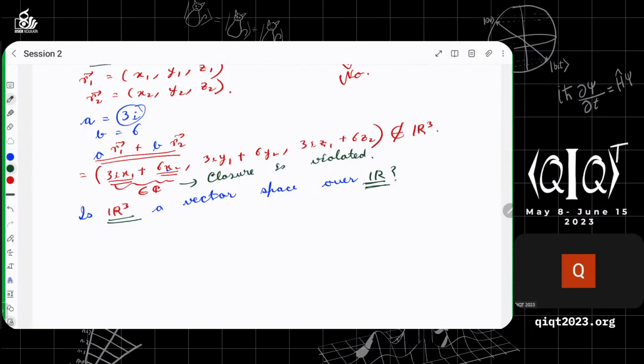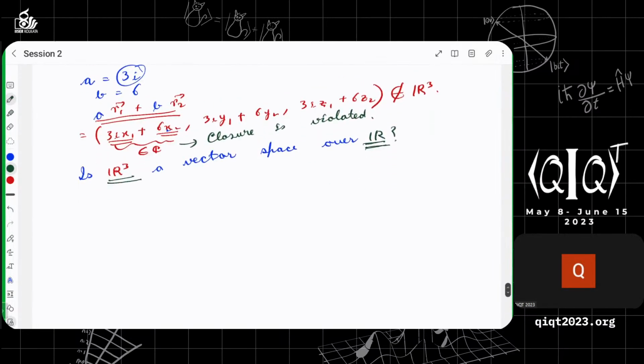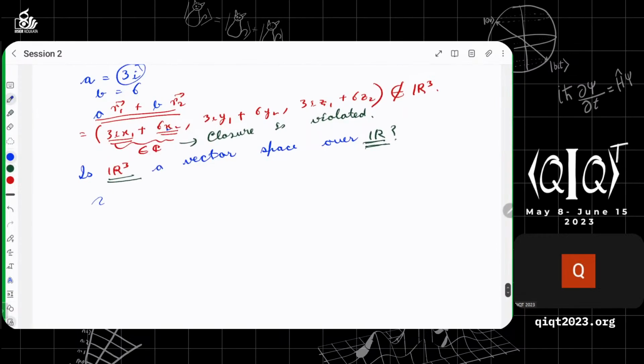Okay. Now, let's look at a few more examples, maybe. Let's look at another question: is R a vector space over R? So basically here the vector space is also the set of real numbers and the scalar is also a set of real numbers. So will this be a vector space?